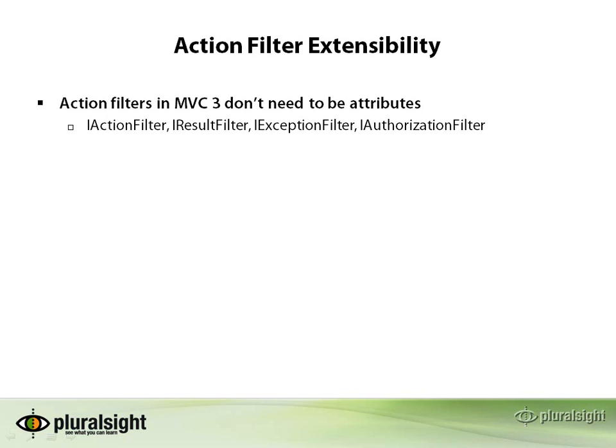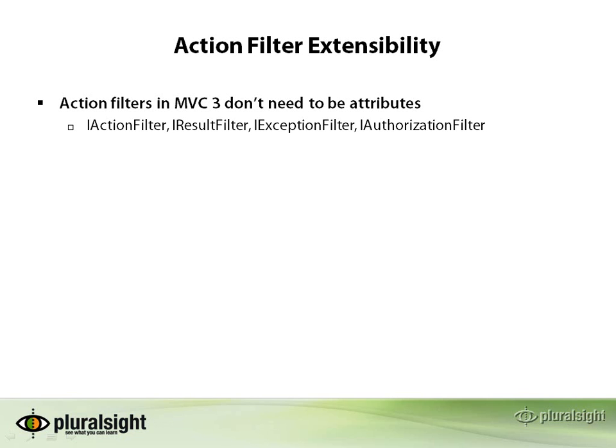Before MVC3 came along, the only way for us to implement an action filter and plug into the MVC processing pipeline was to define a class that derived from a filter attribute-based class, and then apply this attribute at a controller or action level. In MVC3, action filters no longer need to be attributes.